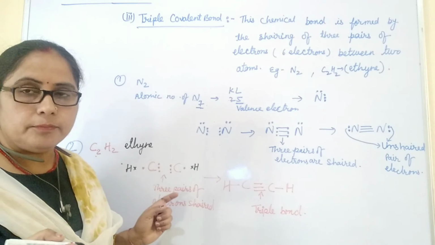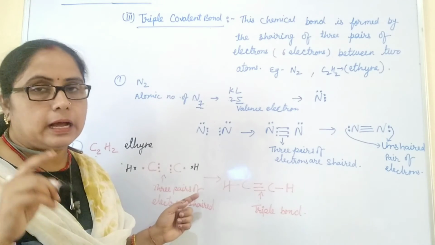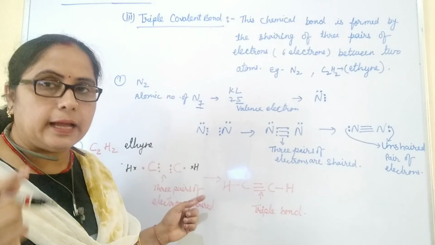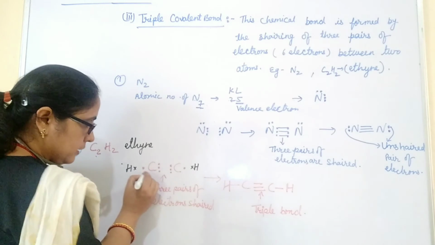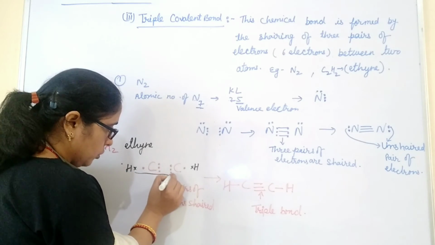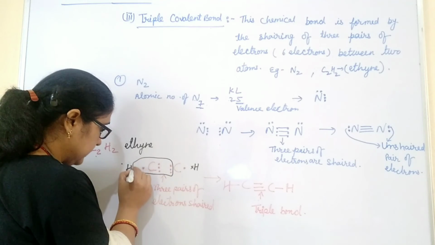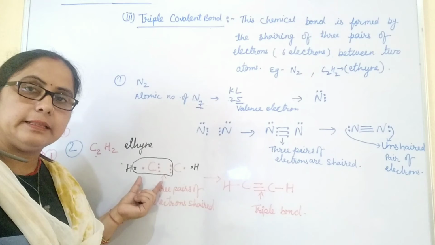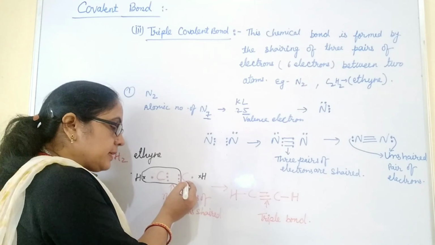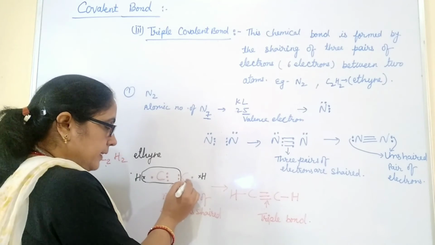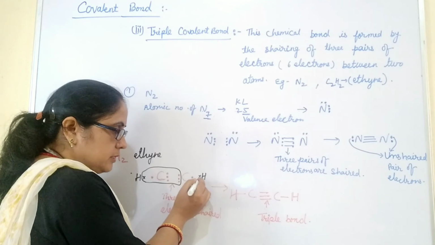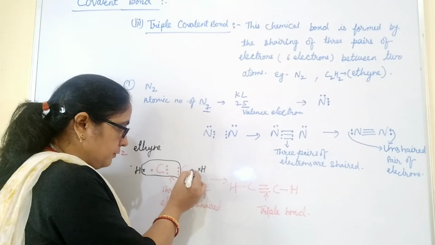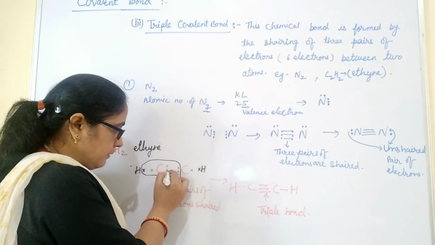Because I told you shared electrons are counted with both the atoms. So this electron is counted with both the atoms, and by using these electrons, carbon completes its 8 electrons in its last shell. This carbon also contains 8 electrons in its outermost shell now. 1, 2, 3, 4, 5, 6, 7 and 8.